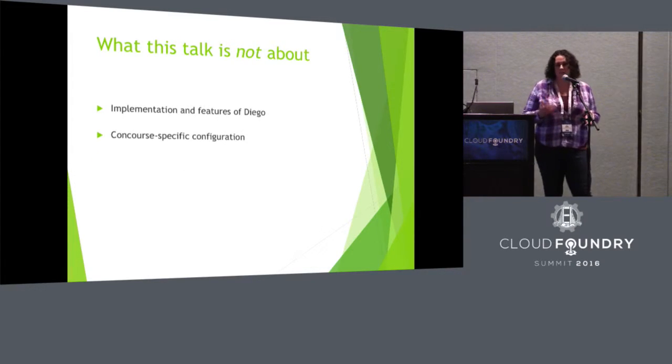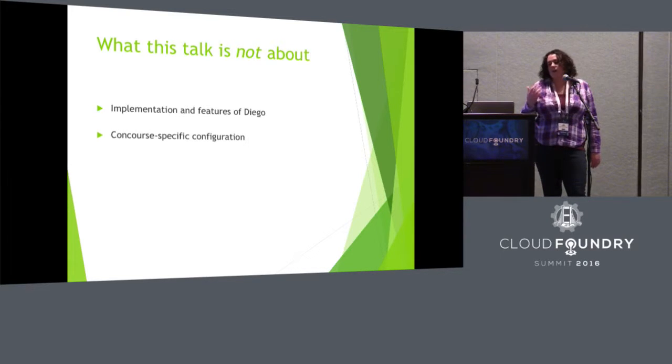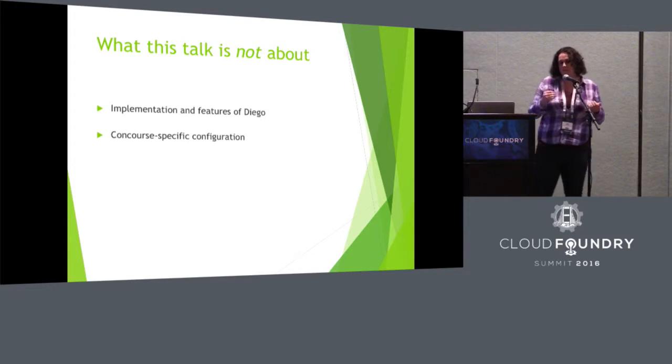We're not going to talk about Diego itself. For this talk, we're going to kind of consider Diego as a black box system. It's just a complicated, distributed service that needs to be tested. We're not going to go into the nitty-gritty details of what Diego itself is actually doing. We're also not going to be talking about the details of Concourse itself. We use Concourse as our CI pipeline software, and we think it's pretty cool, but the point of this talk can be applied to any CI system that you're using. It doesn't have to be Concourse, so we're not going to get into the details of Concourse here.